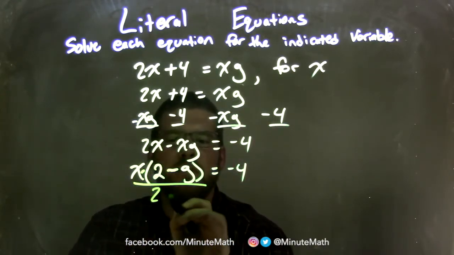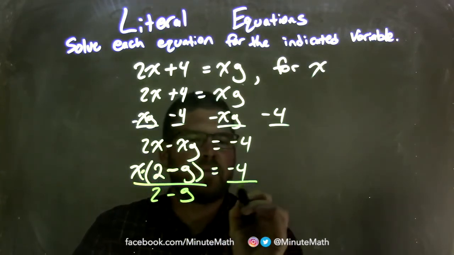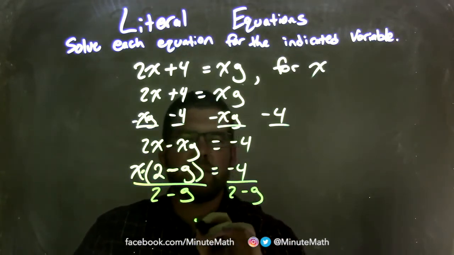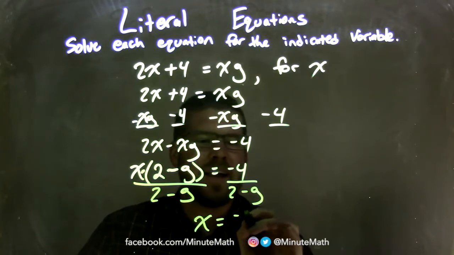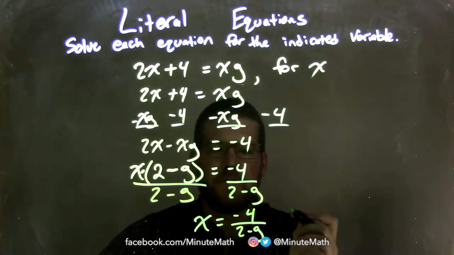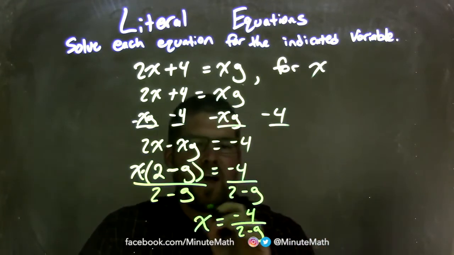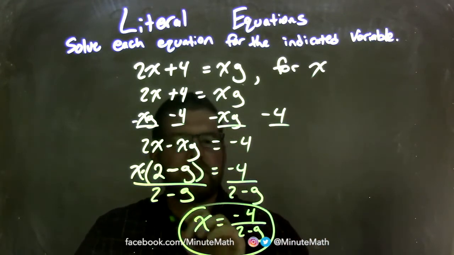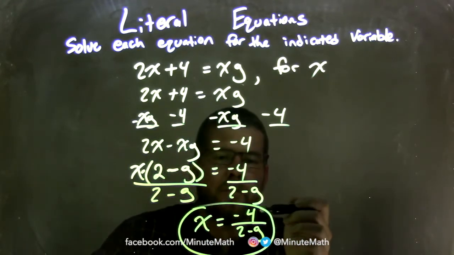I now can divide by 2 minus g on both sides, and that leaves me with x by itself on the left and a negative 4 over 2 minus g on the right. And from there, we're done, right? We have x isolated, it's by itself, and it's equal to a negative 4 over 2 minus g.